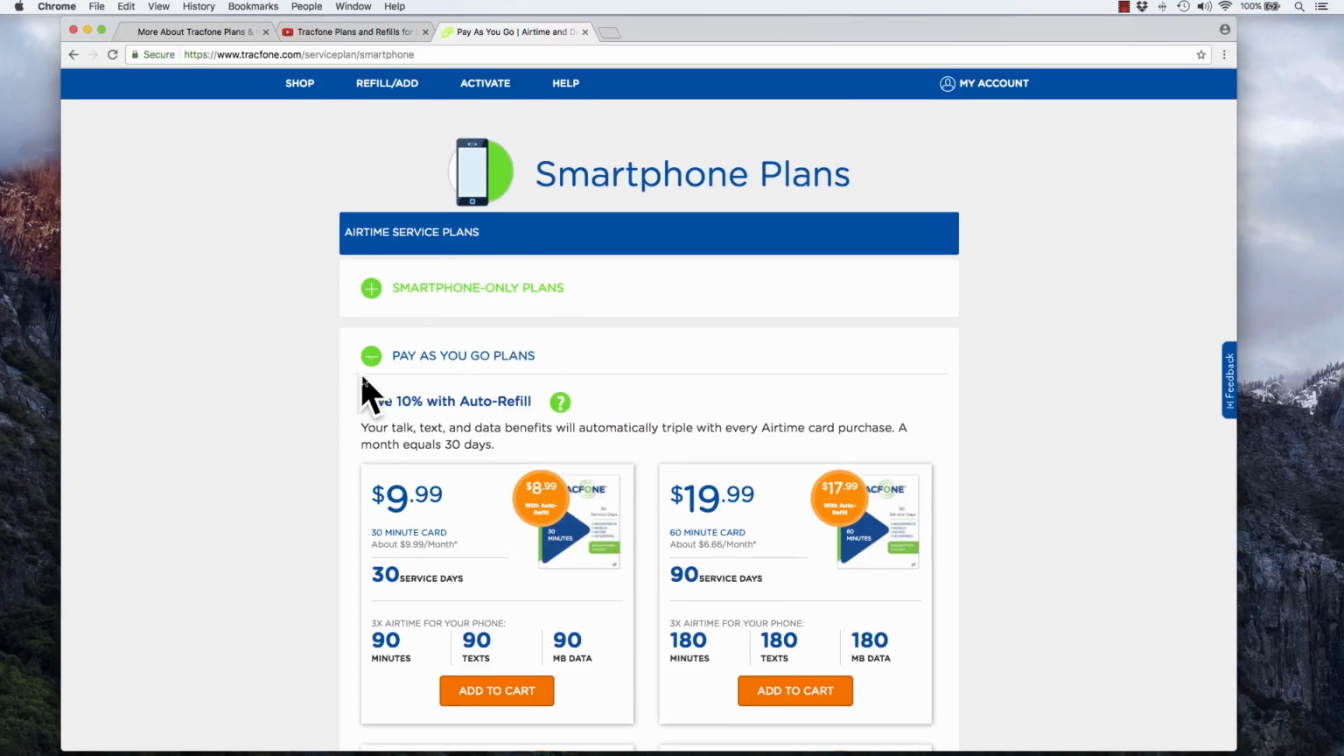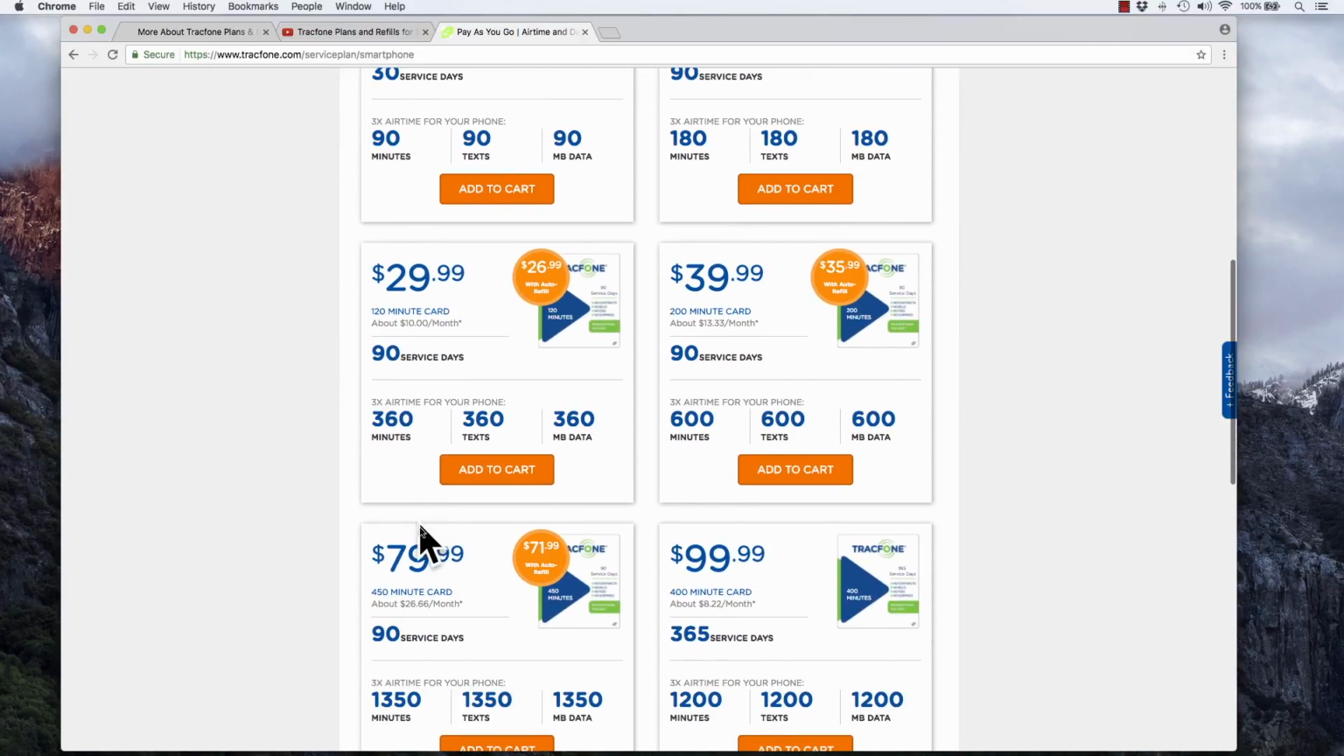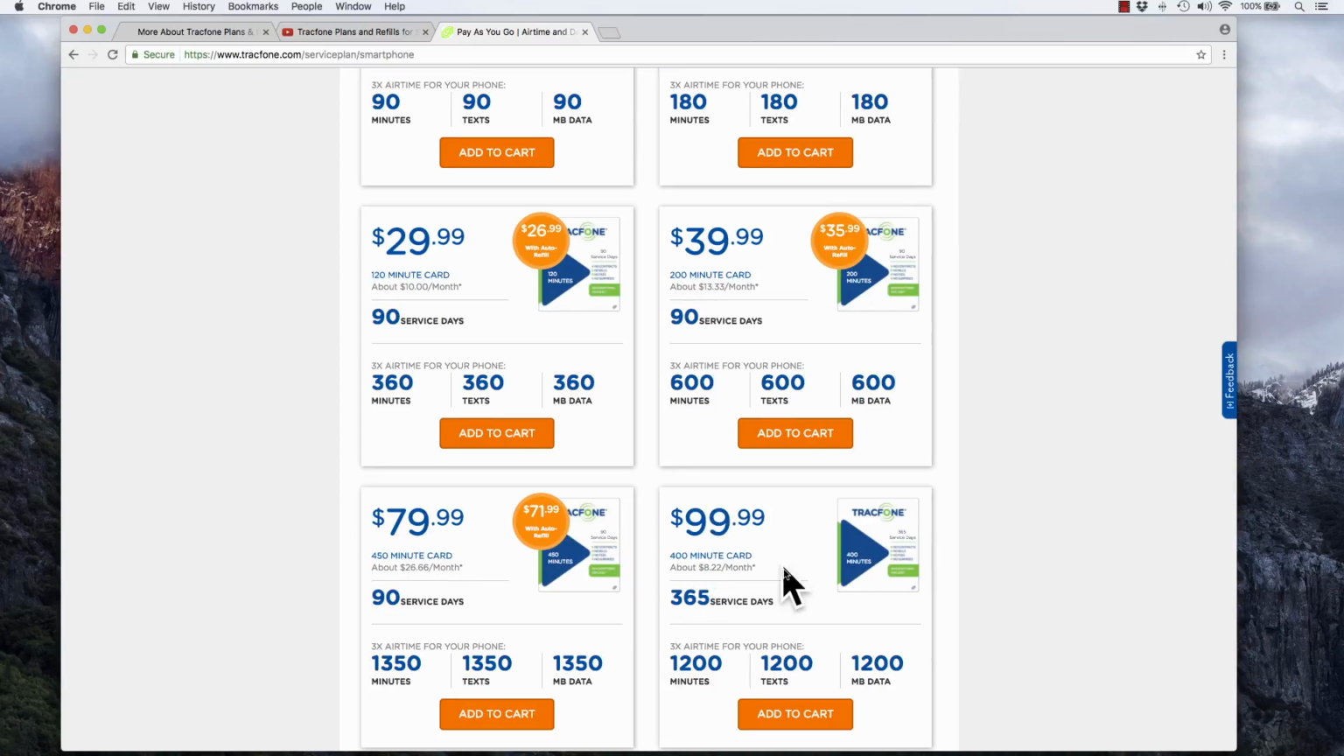Now, one thing I did want to point out was that when I was going through these plans on Saturday, I missed a detail here. You have this $80 plan and this $100 plan, and I commented on the $100 plan having less minutes than the $80 plan. The reason for that is the $80 plan is only valid for 90 service days, while the $100 plan is valid for 365 days. So I missed that before I published the video. Thought I'd just point that out.